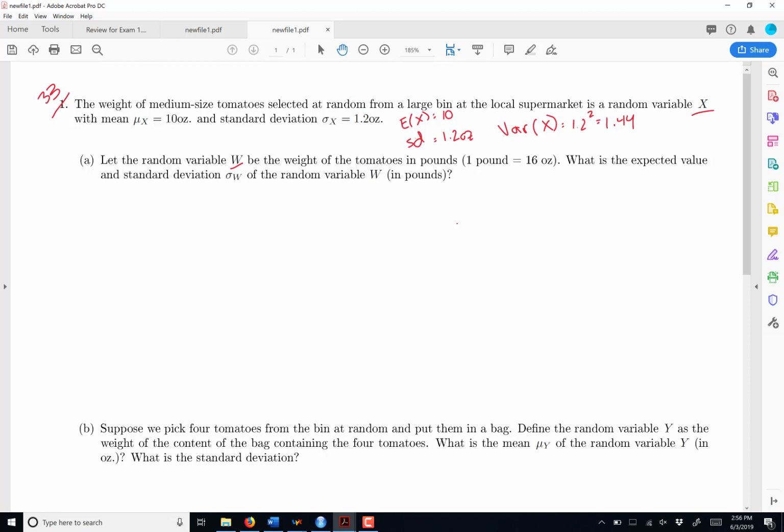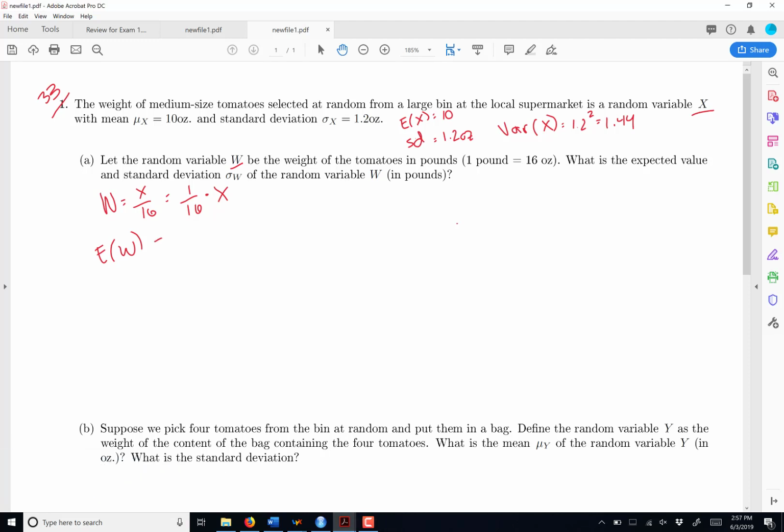Well, if 1 pound is 16 ounces and we have ounces right now, we'll just divide by 16 to get to pounds. So w is going to be x over 16, or I prefer to write it as 1 over 16 times x. So to switch to pounds from ounces, you divide by 16. So now expected value.